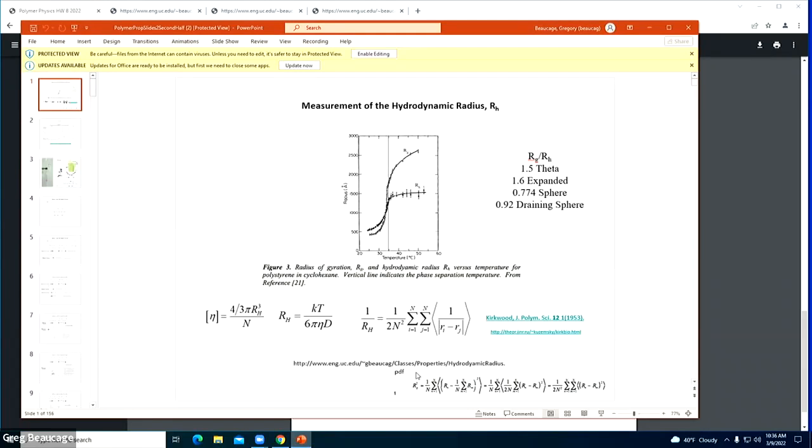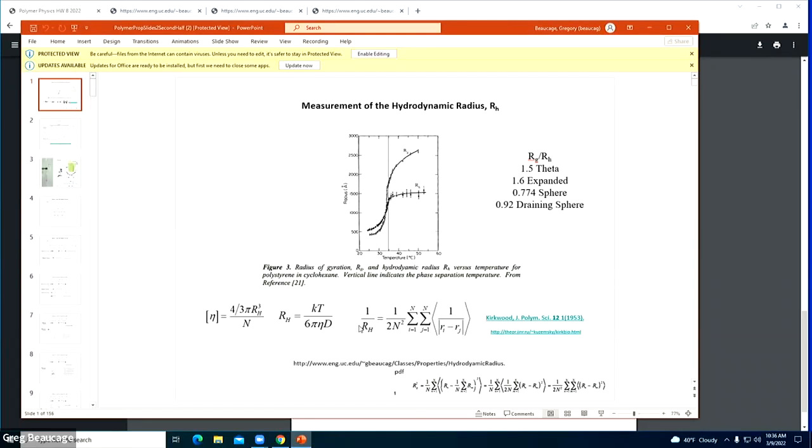So it ends up being 1.5 for a Gaussian chain. This Rg over Rh ends up being 1.5. But if this is a sphere, then Rh is the radius, because this is the radius of an equivalent sphere.